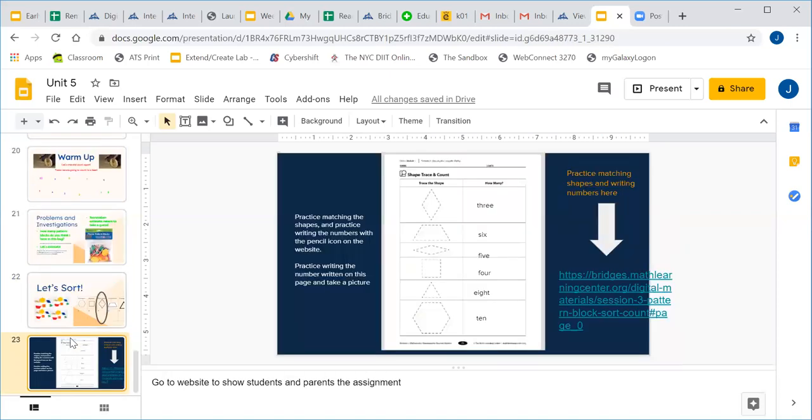Now, I'm going to show you this page that we have here. So I'm going to bring you to the actual website where we're going to see this page. It's called Shape, Trace, and Count. All right. So if you have a printer, you can print the page out and trace the shapes and practice the numbers that I have written here. Or if you don't have a printer, that's totally okay. You could go to the page itself and match up the shapes, and then you can practice writing the numbers, okay?